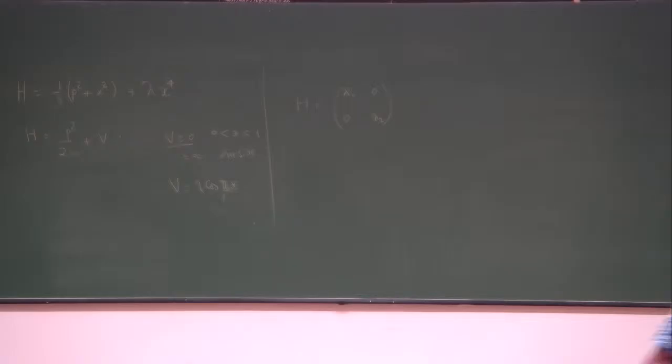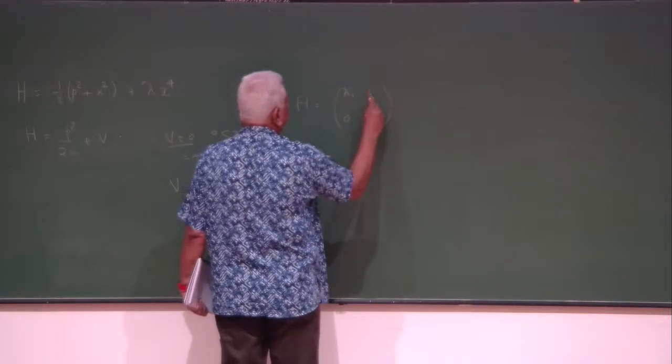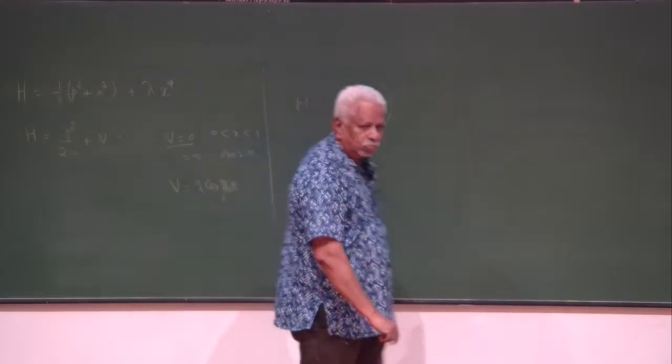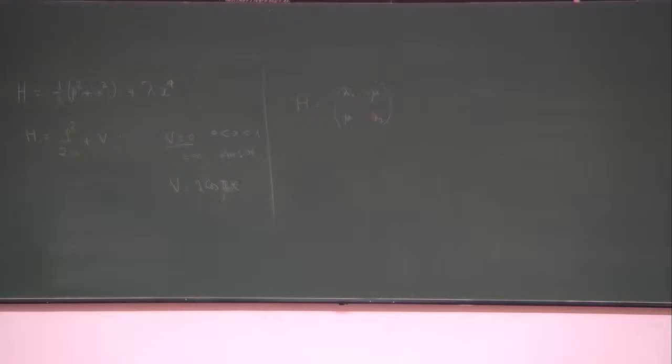Now I perturb it. I say this is some mu and mu here. Okay, I put mu and mu, or I can put mu and mu star if you want. So now I ask you to solve it. Find the eigenvalues and eigenfunctions of this matrix. Well, you can do it exactly because it's a 2 by 2 matrix.